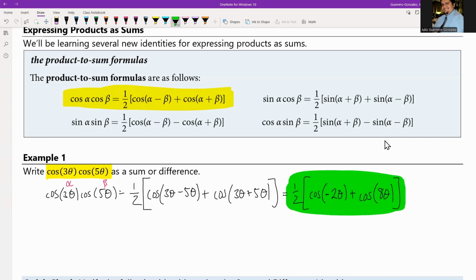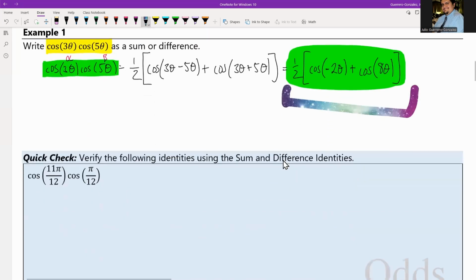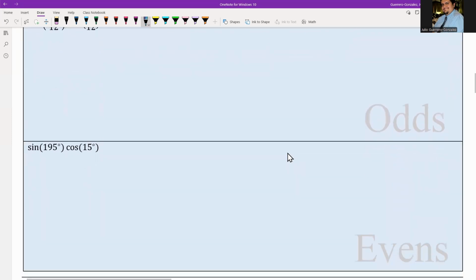Okay? So then this right here, the cosine 3 theta, cosine 5 theta, can be broken up into an addition as such. Done. We are donezos. Okay? Moving right along. It's quick checks. We'll do these in class.